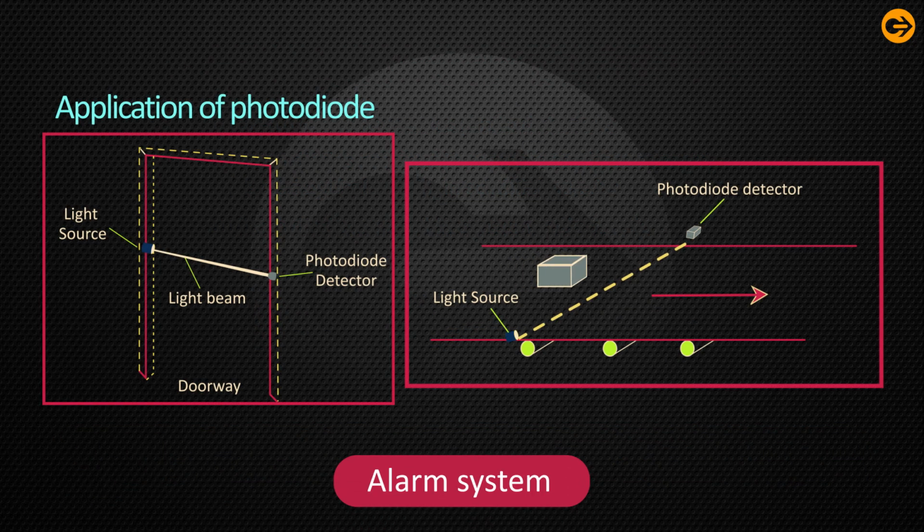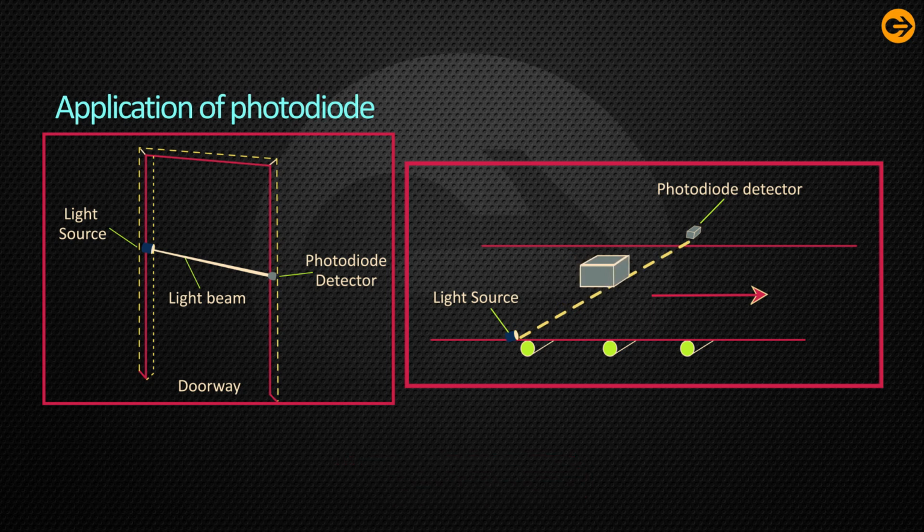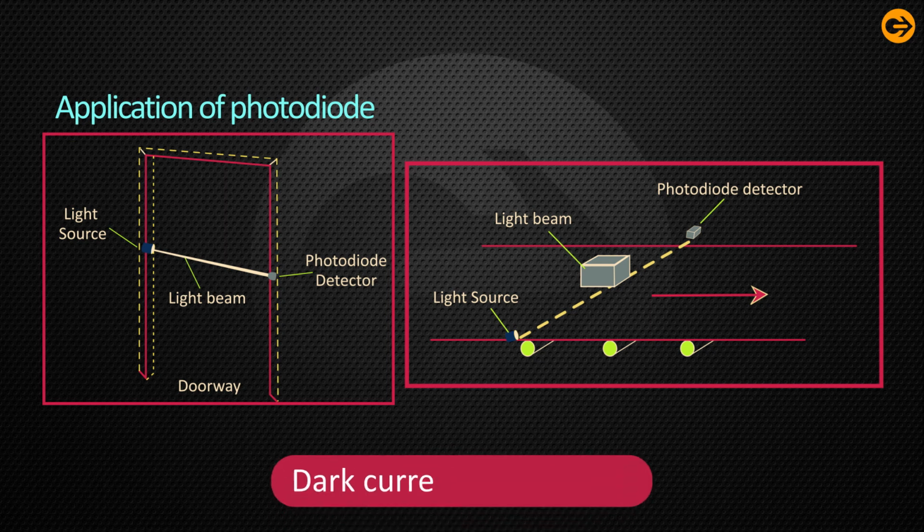An alarm system using a photodiode is displayed. When the light beam gets interrupted, the saturation current falls to the dark current and sounds the alarm.